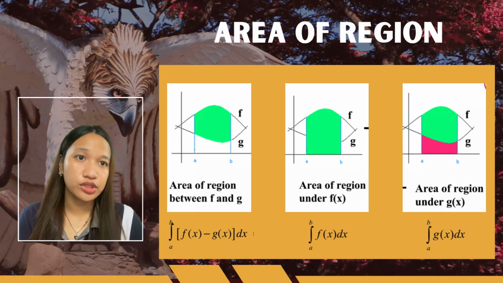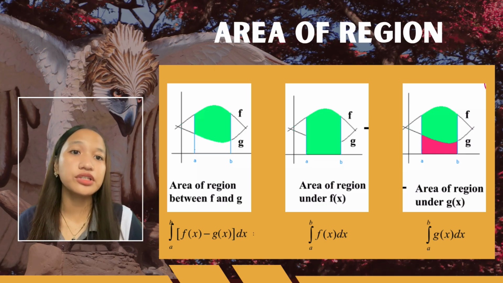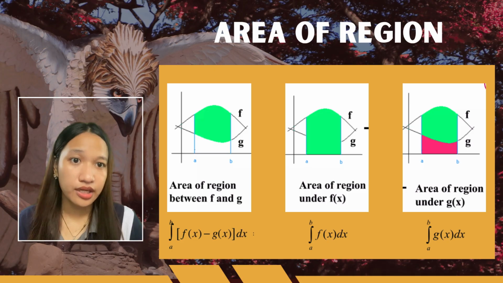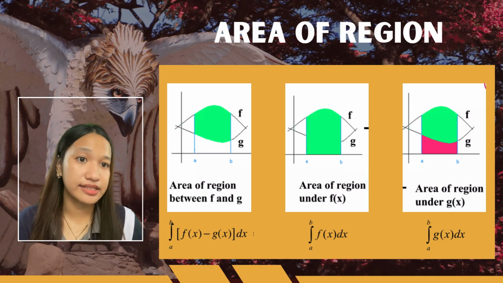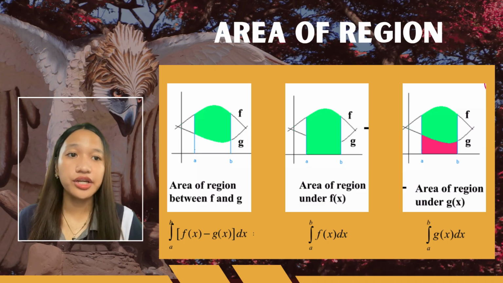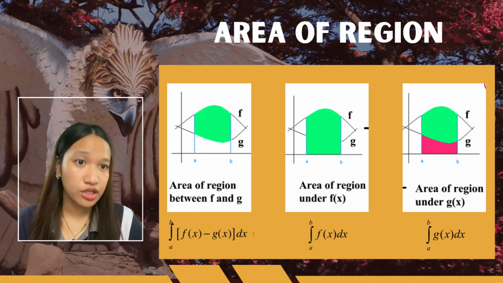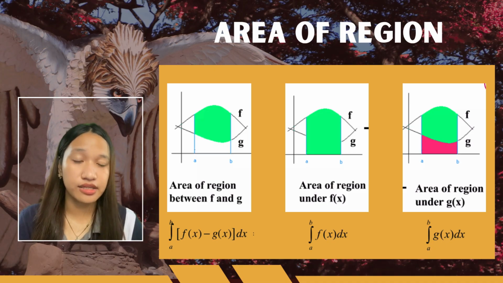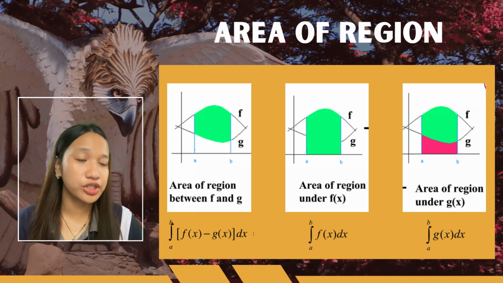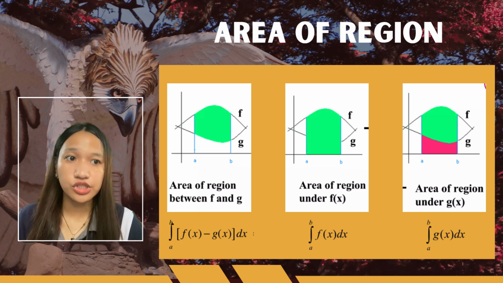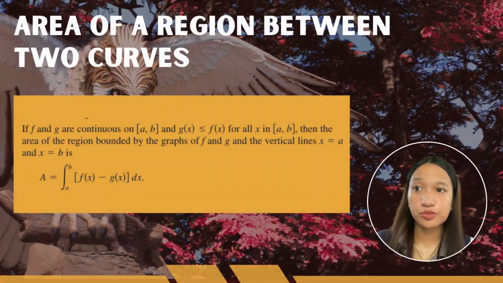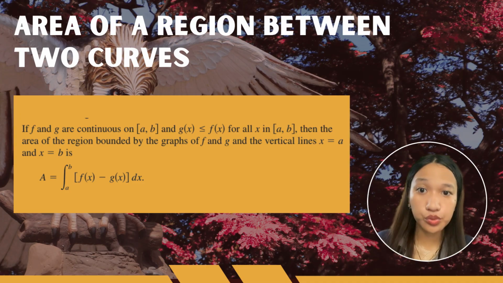Area of a region. For the area of a region, we have three. First is the area of a region between f and g: integral from a to b of f of x minus g of x dx. Second, area of the region under f of x: integral from a to b of f of x dx. And the third one, area of the region under g of x: integral from a to b of g of x dx. And now let's proceed to area of a region between two curves.